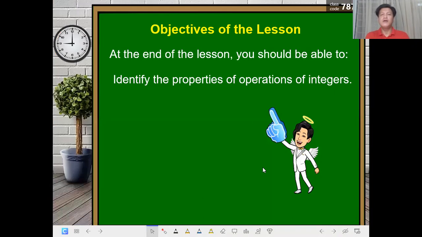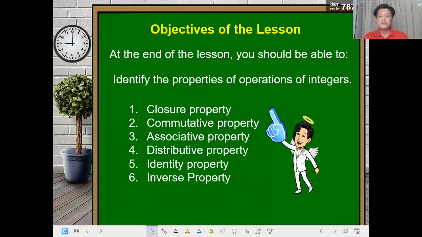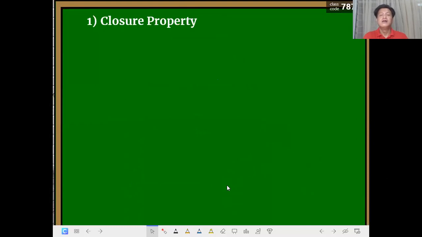Okay, so with that, our objectives of the lesson: at the end of the lesson, you should be able to identify the properties of operations of integers. So we have closure property, commutative property, associative property, distributive property, identity property, and inverse property. Ito po yung kailangan matutunan all about properties of operations. So with that, let's define.